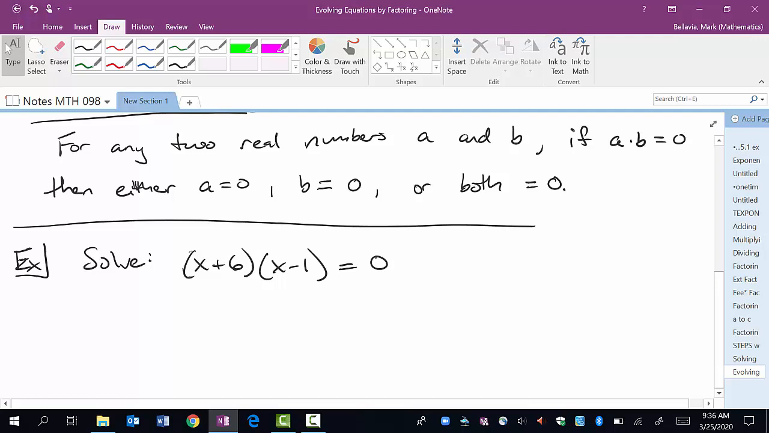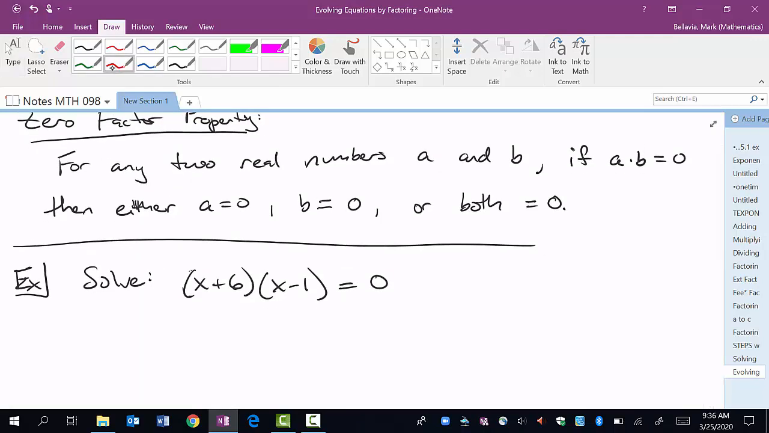But the key to this is what I really want to show you is that we have something where we can use a zero factor property. We have 0 on one side, and we have two things that are being multiplied together to give me 0. So if I have two things multiplied together to give me 0, what it really says, based on the zero factor property, is either the first thing is 0 or the second thing is 0, right? Or both. So if I have this x plus 6 times this x minus 1 equals 0, then I know that either x plus 6 equals 0 or the second thing, x minus 1 equals 0, right? So one of these factors needs to be 0 at least for this to multiply to give me 0.